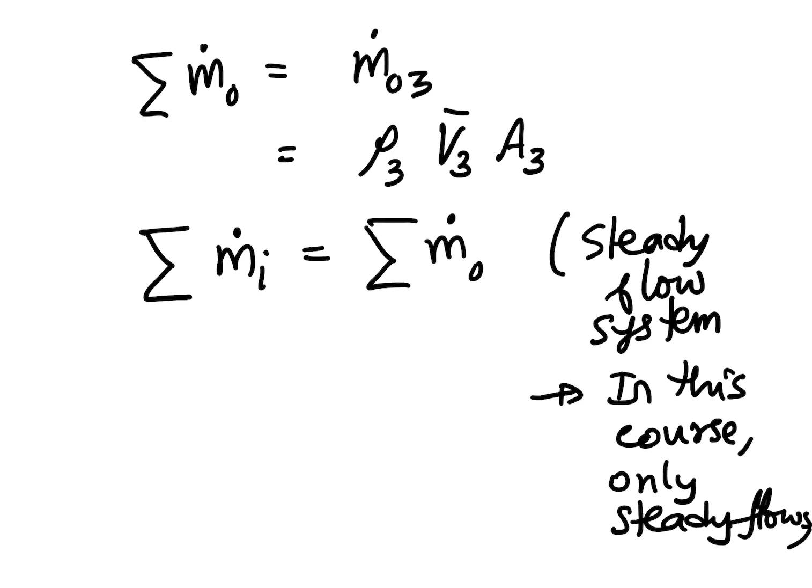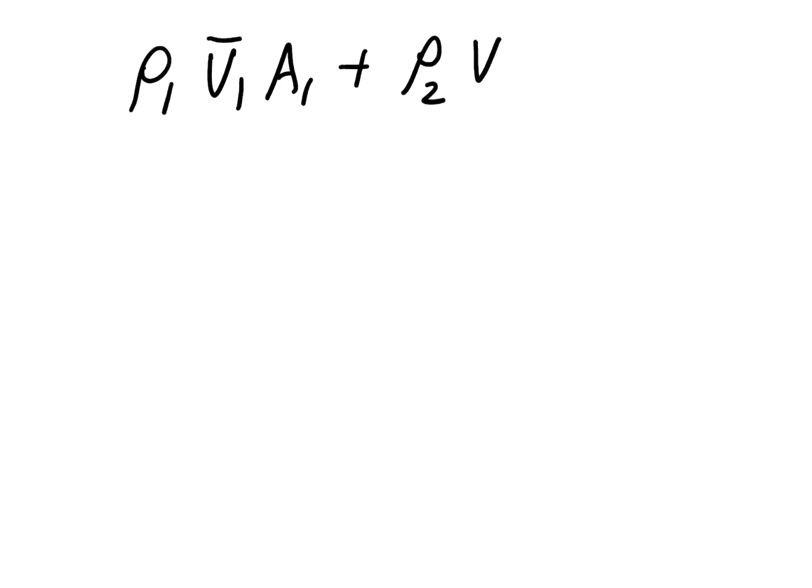So as far as this course is concerned, the working equation for mass balance is this equation, sigma m_i dot equals sigma m_o dot. Now what is the sigma m_i dot and sigma m_o dot? We can substitute for that and write rho 1 V1 bar times A1 plus rho 2 V2 bar times A2 should be equal to rho 3 V3 bar times A3.